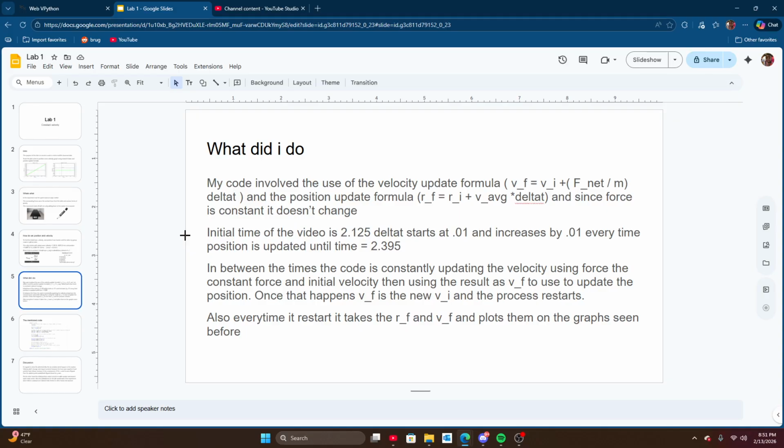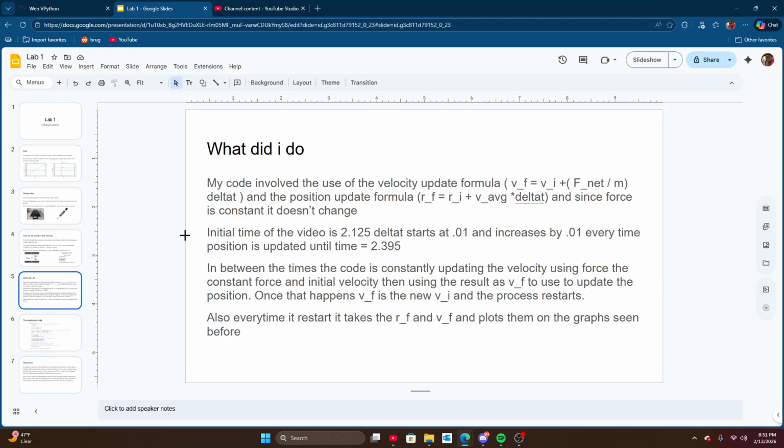Initial time in the video was 2.125 seconds. Delta T starts off at a hundredth of a second and increases by a hundredth of a second every time position is updated, until time equals 2.395. In between the times, the code is constantly updating the velocity, using constant force and initial velocity.